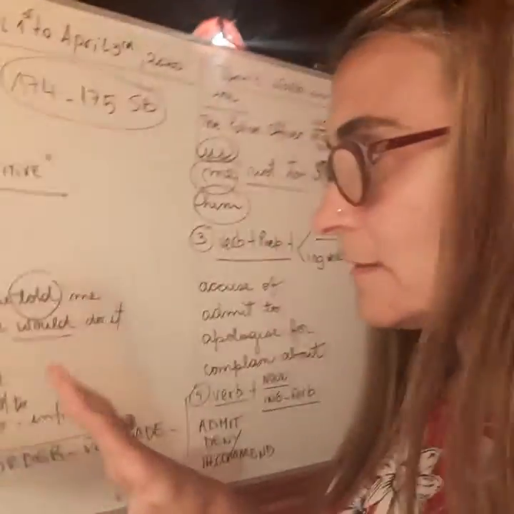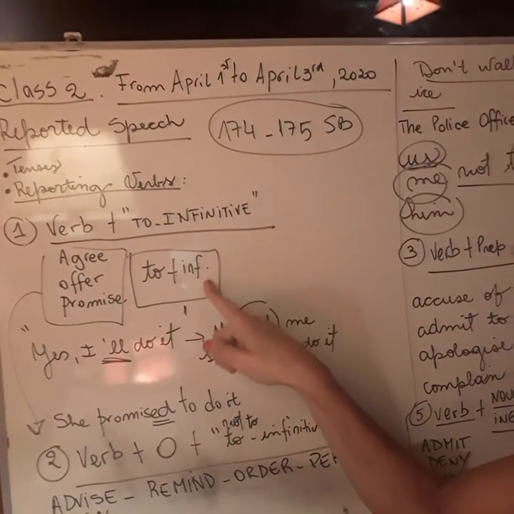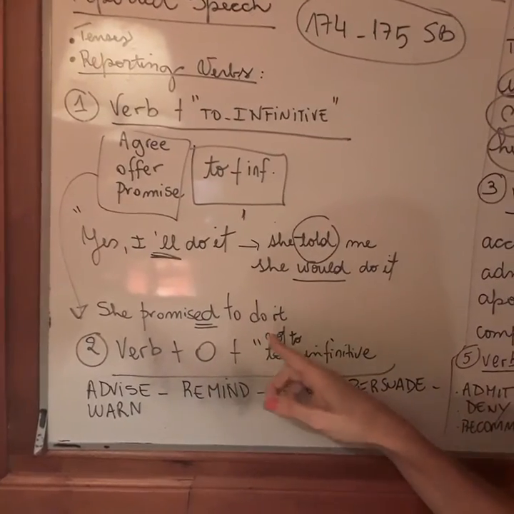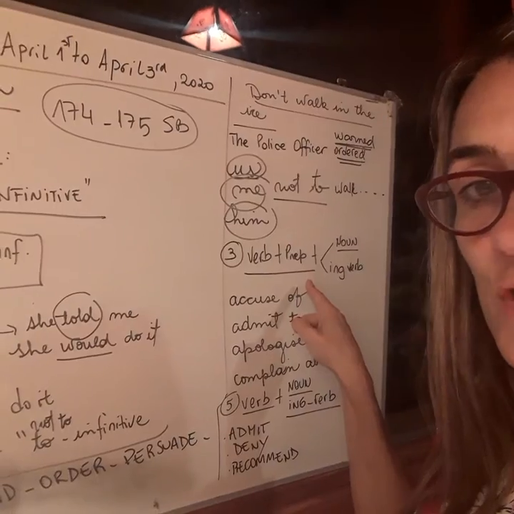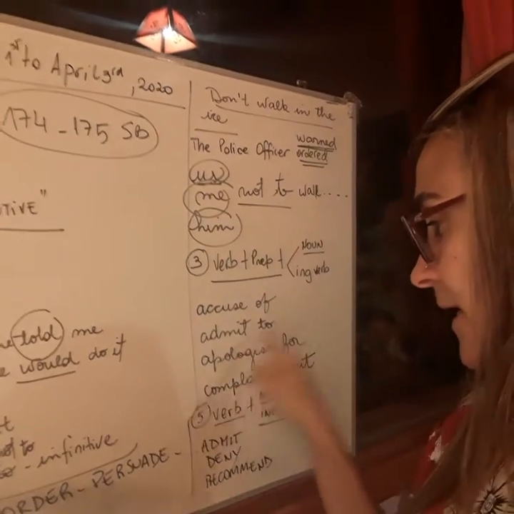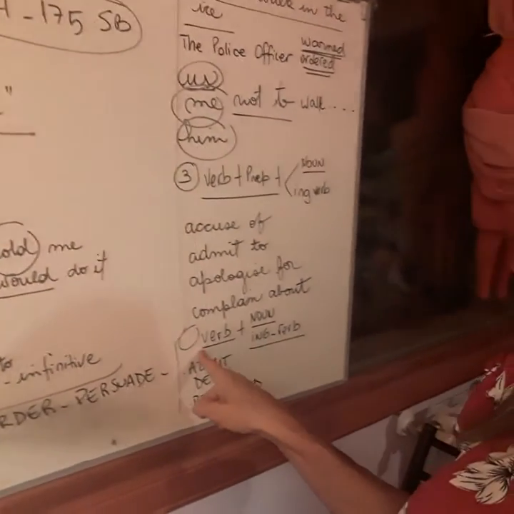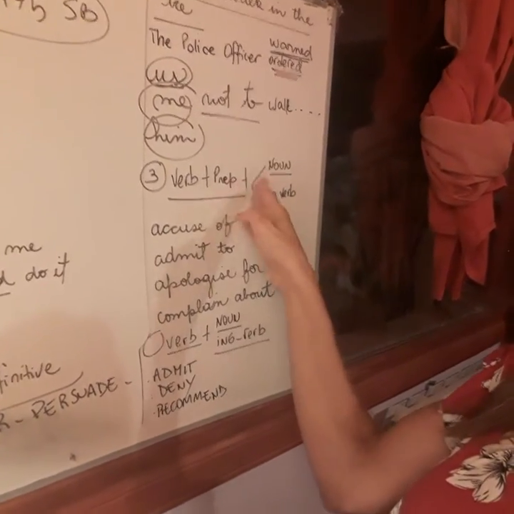Entonces, para resumir hasta ahora tenemos verbs plus to infinitive or not to infinitive, verbs plus an object, to infinitive or not to infinitive, verbs plus a preposition with a noun or with an ing form. And then number 5 or 4, no, es 4 esta, es verb plus a noun or plus ing form without the preposition.